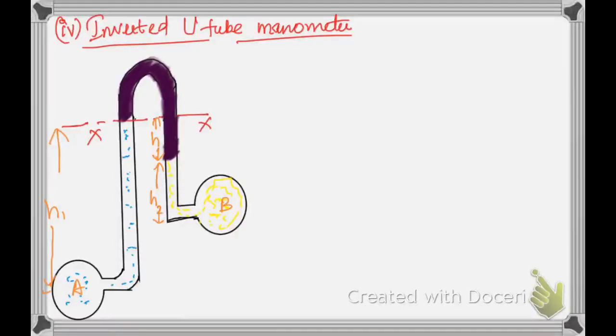Here in the same way, H1 will be the height of liquid in the left limb below the datum line, H2 is the height of liquid in the right limb, and H will be the difference in the light liquid.